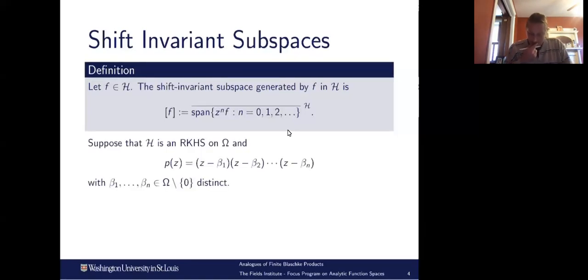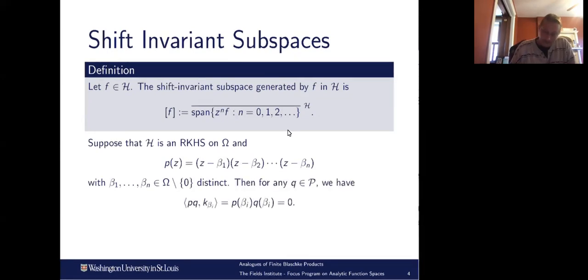So let's make another quick little observation. Suppose we have some polynomial, which will be in H by hypothesis on H, and we're going to take distinct non-zero zeros for this polynomial. Really quickly, what we can see is that if I take PQ for any Q that's a polynomial, the kernel functions at the zeros of P will be orthogonal to PQ for any Q, because P of beta_i is just 0.